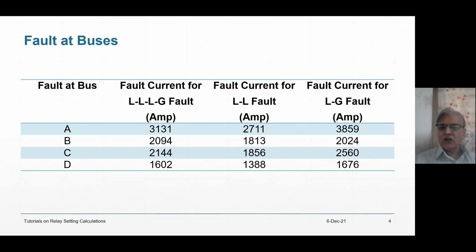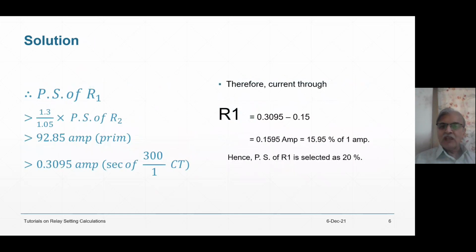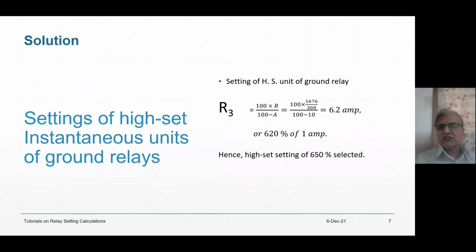So 1676 I have to consider, and I have considered 1676. But that is in secondary terms, so 1676 divided by 300, the CT ratio, I have to remember. And 100 minus A is percentage overreach, which is 10% given. If you so consider, the calculation gives me 6.2 ampere. 6.2 ampere happens to be 620% of 1 ampere.